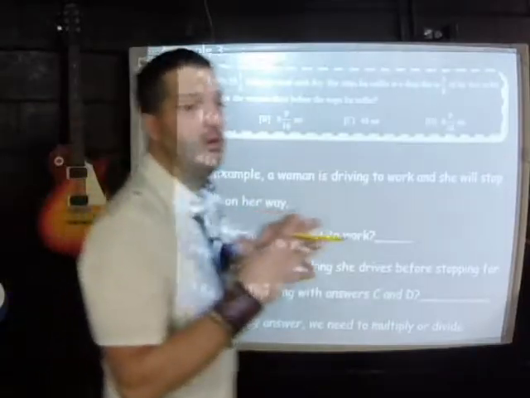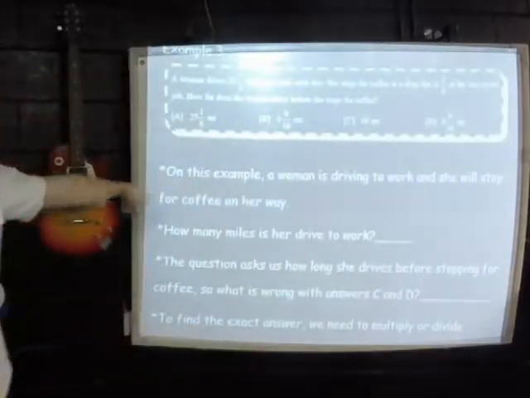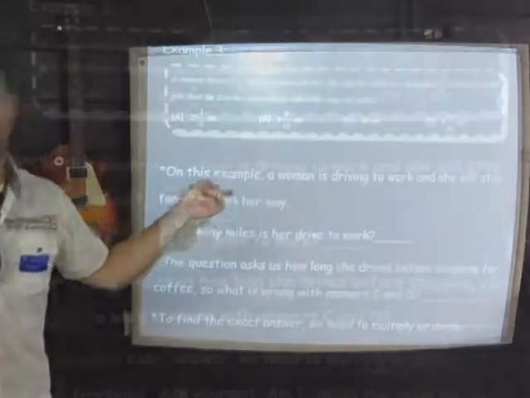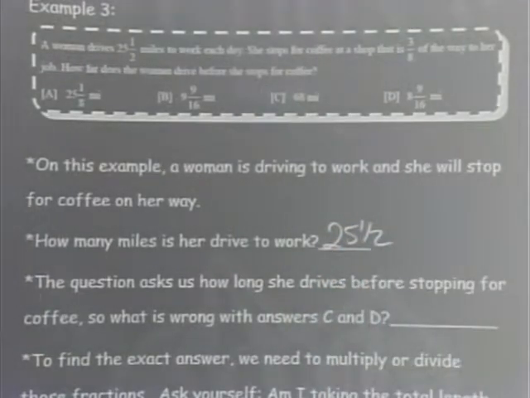Now, I need to know if I'm going to use multiplication or division. Multiplication. First thing though, on this example, the woman's driving to work. How many miles is her drive to work? 25 and a half. 25.5. The question asks how far she is going before stopping for coffee.